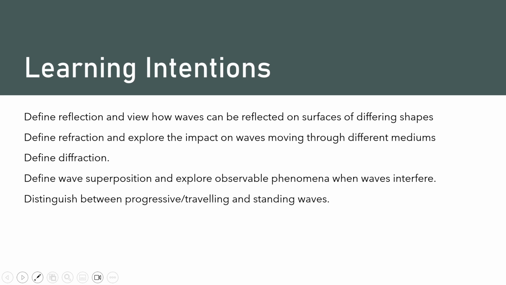So we have a fair number of learning intentions today to introduce a bunch of different wave behaviors. The first one we're going to look at is reflection, and look at how waves can be reflected on surfaces of differing shapes. Also going to look at refraction and look at how waves can change their behavior as they move through different mediums. We're also going to look briefly at diffraction, as well as wave superposition, and this all has to do with how waves can interfere with each other. We're going to be explaining how that works. And at the end, we'll have a look at distinguishing between progressive, also known as traveling, and standing waves.